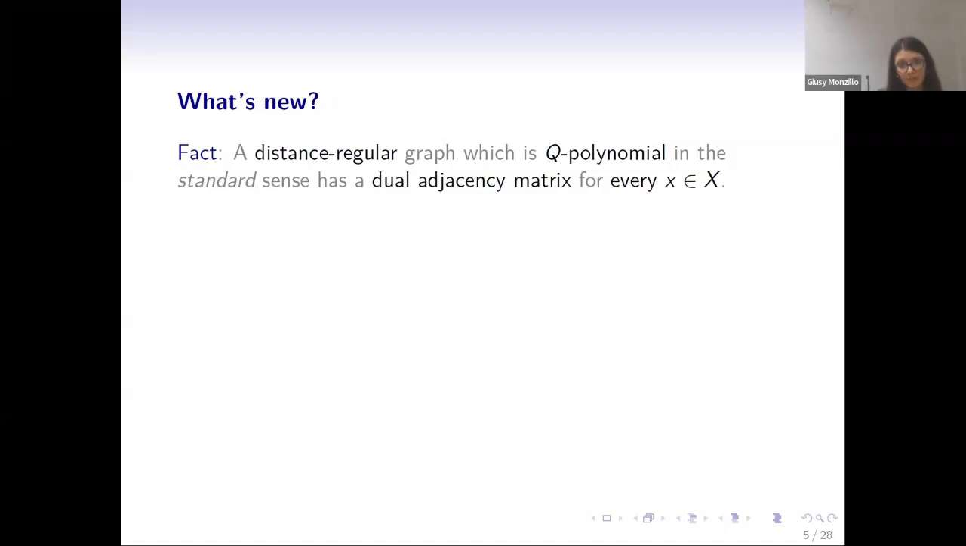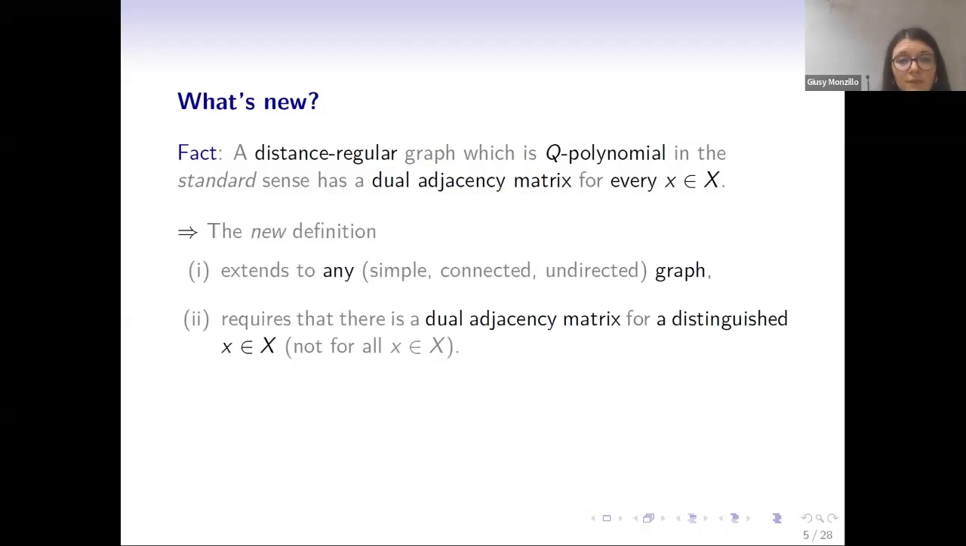Okay, then what's new in this definition? We need now to point out some differences or similarities with the usual one, with the situation that we would have for a distance regular graph. A distance regular graph, this is known, is copolynomial in the standard usual sense, with a dual adjacency matrix for every vertex. So the new generalized definition extends to any graph, simple, connected, and undirected, so not necessarily distance regular. And more, this requires the existence of a dual adjacency matrix for a prescribed distinguished vertex X, not for all of them.